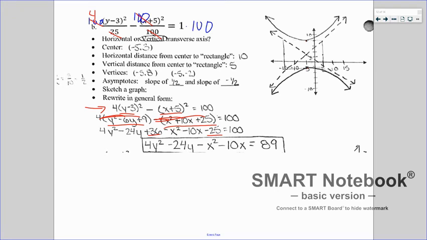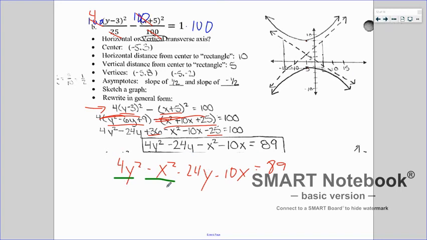And you might see it written 4y squared minus x squared minus 24y minus 10x equals 89. Sometimes we'll put the higher degree terms first over here. And again, because I've got a positive y squared and a negative x squared, I know it's going to be a hyperbola. And this one I know is going to open up and down because the x squared is the part that's negative.